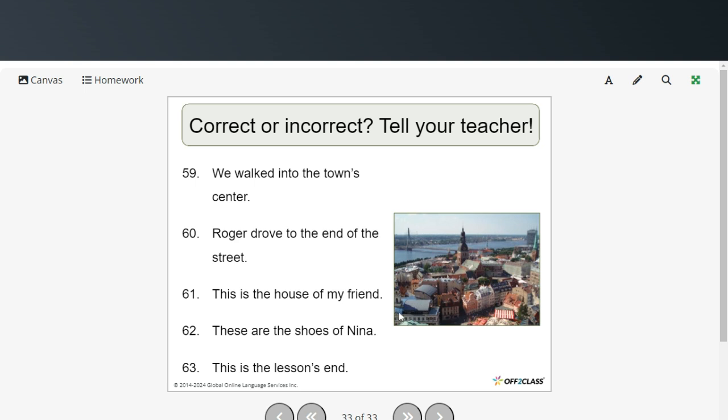This is the house of my friend. Should be this is my friend's house. These are the shoes of Nina. Should be these are Nina's shoes. And this is the lesson's end. Could be this is the end of the lesson.